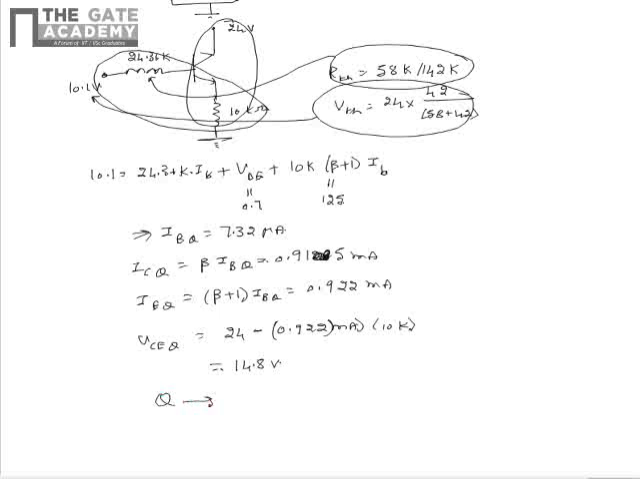From this we see that the Q point values are ICQ, which is 0.915 milliampere, and VCEQ, which is 14.8 volts. Hence we see that the correct option representing the Q point is P.